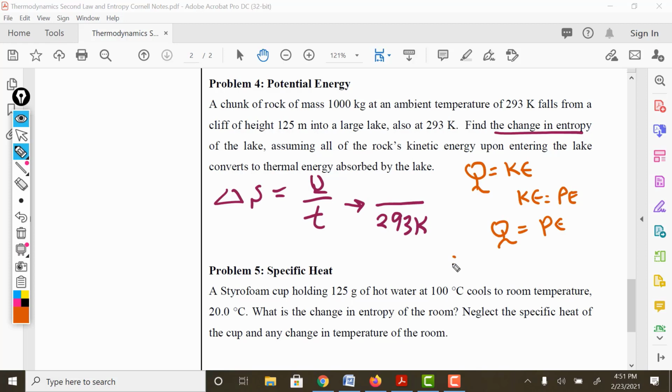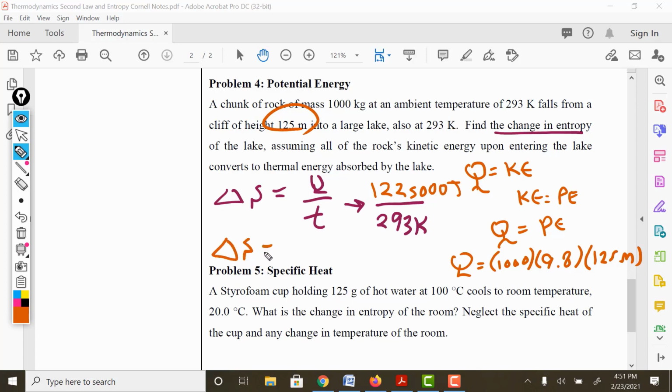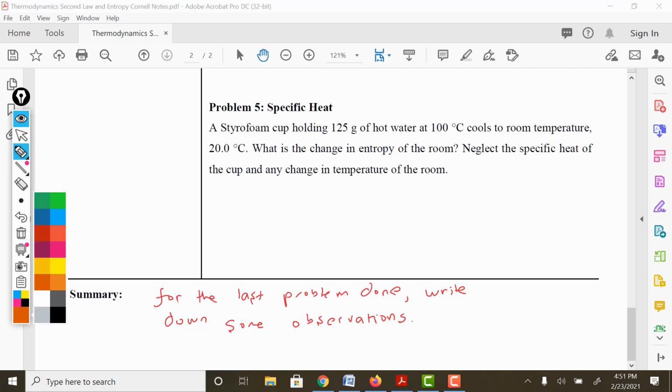So if you do that, 1,000 kilogram mass times the 9.8 meters per second squared times the 125 meters that it fell, you're going to get 122,500 joules. And your change in entropy will be 4180.9 joules per Kelvin. So this is a case where knowing your energy relationships helps a lot. Perfect.